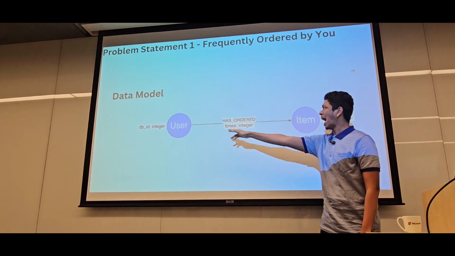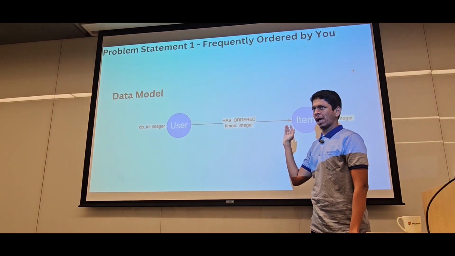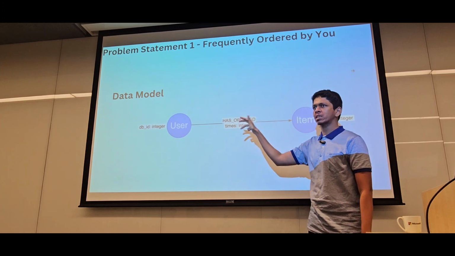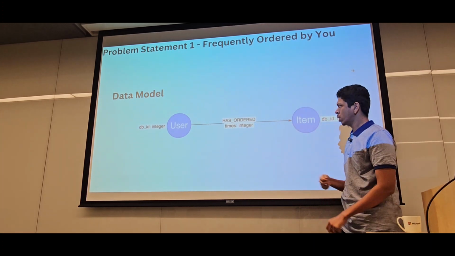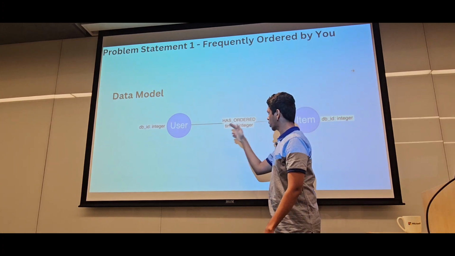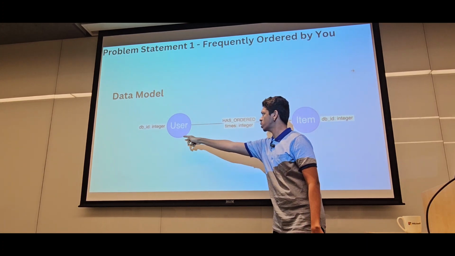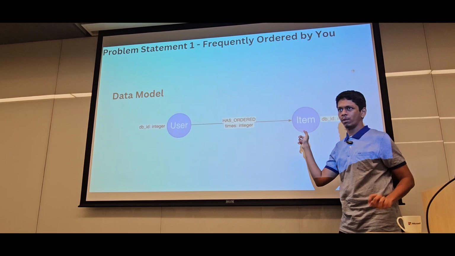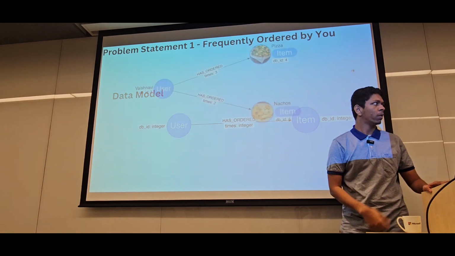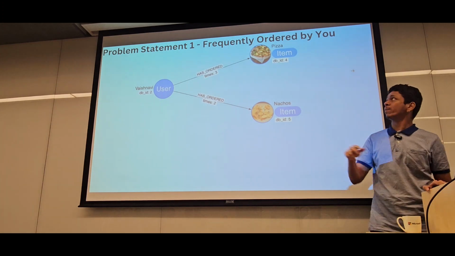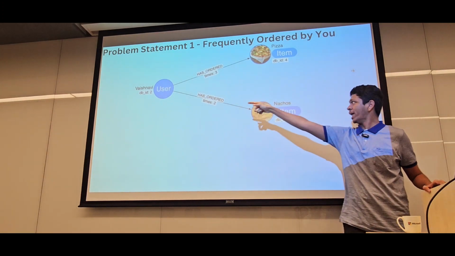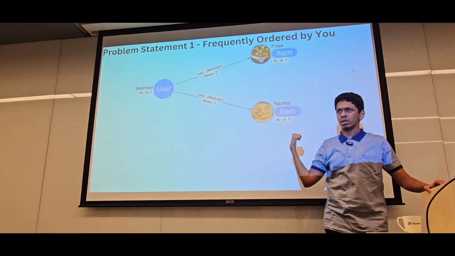And we define a HAS_ORDER relationship, and we store the counter. This is a kind of pre-aggregation, so you don't have to aggregate every time. It stores the number of times this user ordered this item. Let's take a look at the example. So here we have user Vaishnavi, who has ordered pizza 3 times and has ordered nachos 5 times.